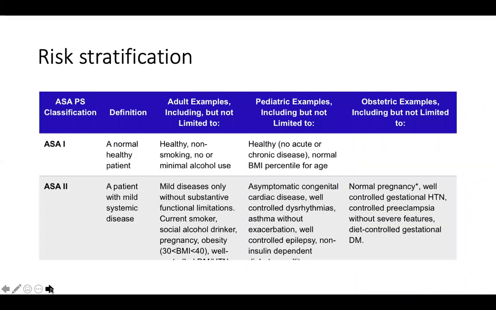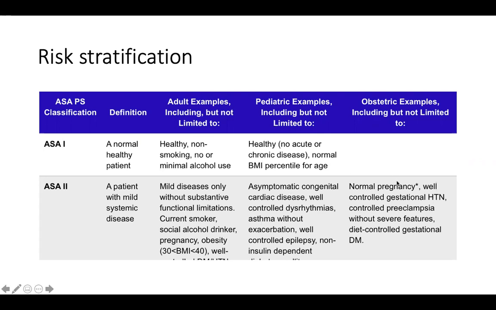Then in terms of risk stratification, I added these slides just for you to have a look at. I know most of you know about the ASA classification, but what I want to bring to your attention is that normal pregnancy, according to the new ASA classification, is actually ASA 2. So normal pregnancy is ASA 2. So if a patient is pregnant, she's got no hypertension, no heart disease, no diabetes, the new classification says they're ASA 2.